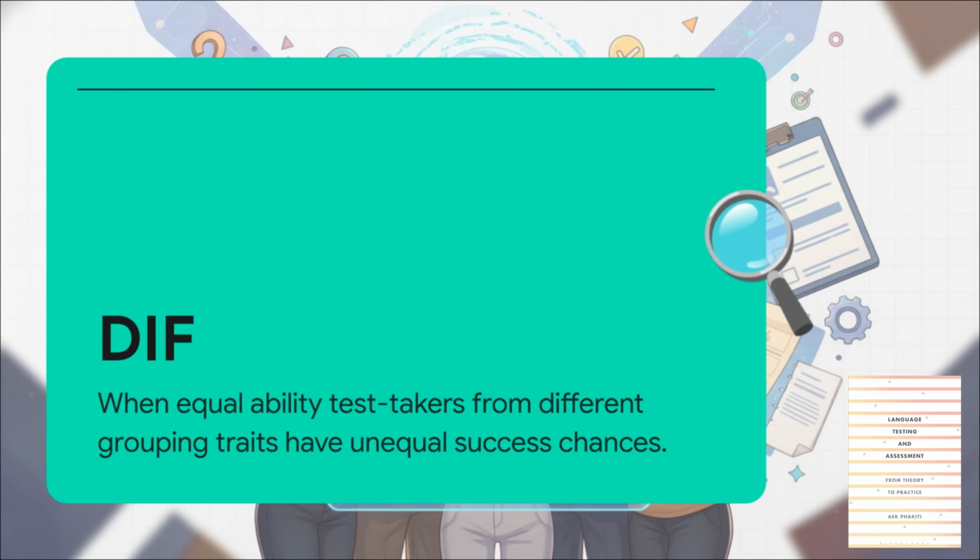What exactly is a DIF analysis looking for, though? It catches situations where two test takers who have the exact same language ability but come from different groups have a totally unequal chance of success on a specific item. Catching DIF is crucial because it identifies what we call construct-irrelevant variance. To put it simply, it literally prevents discrimination from sneaking into our testing.